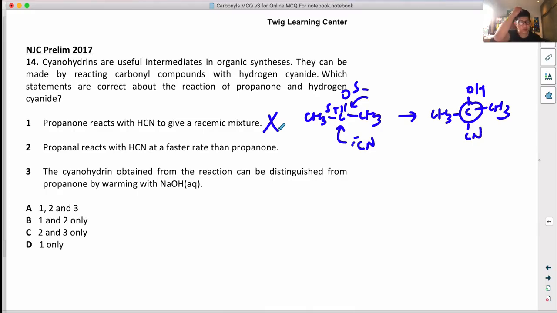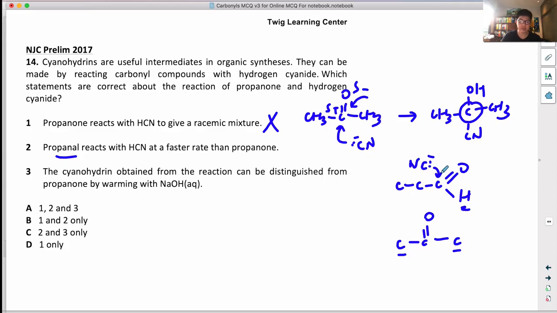Okay, propanal reacts with HCN at a faster rate. Yes, because aldehydes have less steric hindrance, so it's easier to react. This one has an H, compared to propanone, whereby both sides are carbon. Which means less steric hindrance, and the nucleophile can attack this carbon more easily. So that's correct. Cyanohydrin obtained from the reaction can be distinguished from propanone by warming with sodium hydroxide.